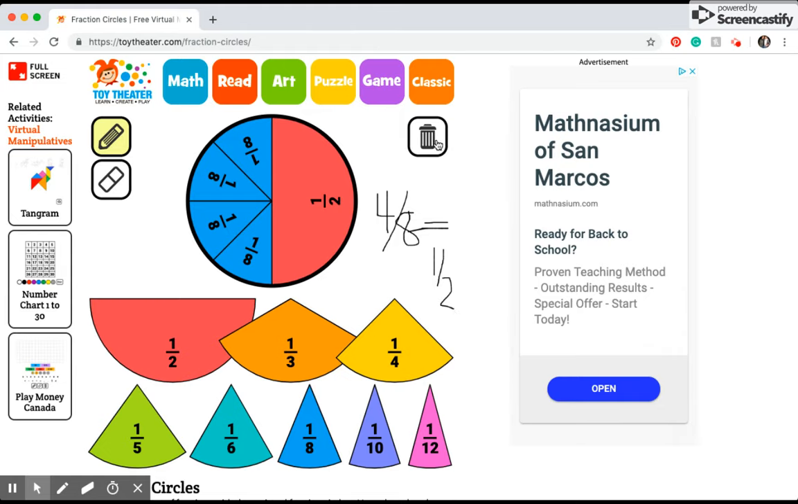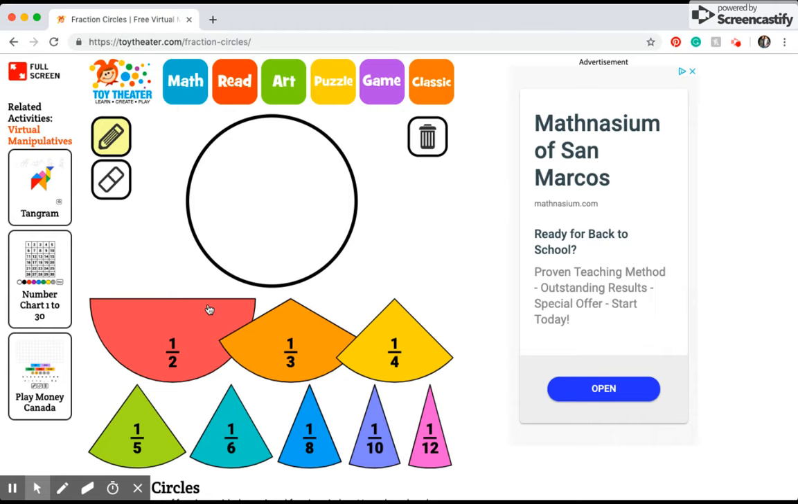Let's do one more example. Let's make it a little bit more interesting. Let's say 2/4. Well, we can already tell that that's equivalent to 1/2. So let's not use 1/2. 1/4 is equivalent to how many eighths? 1, 2, 3, 4. 1/4 is equivalent to 4/8.